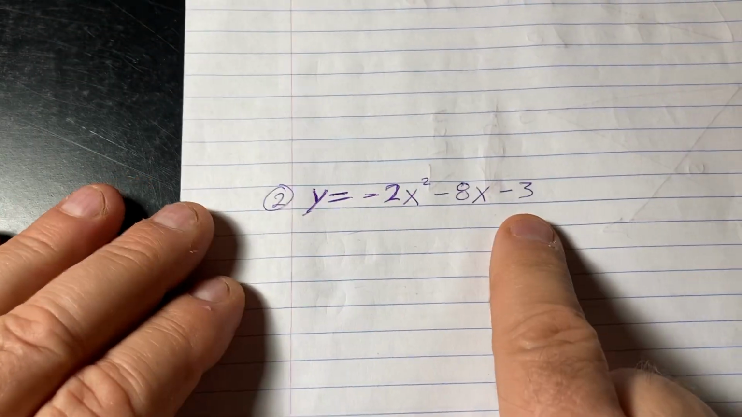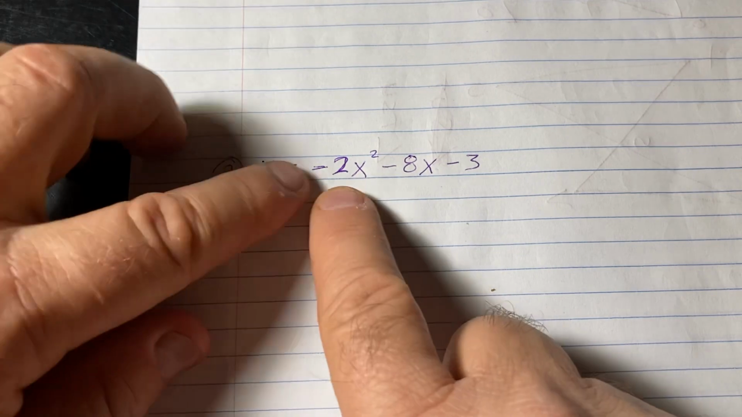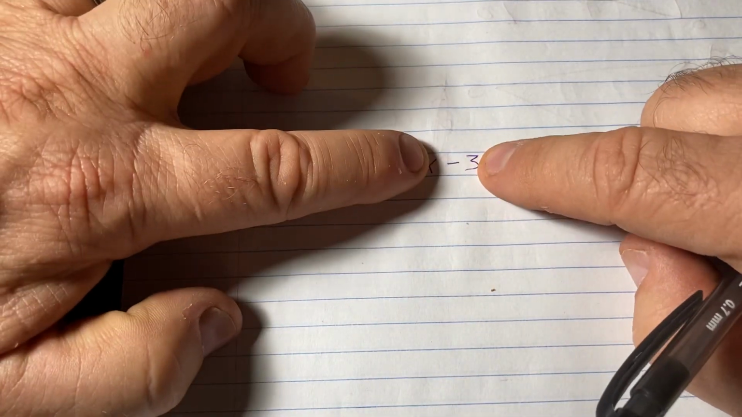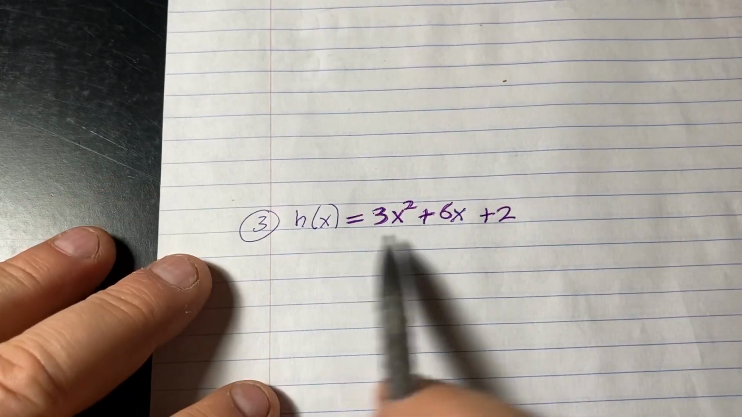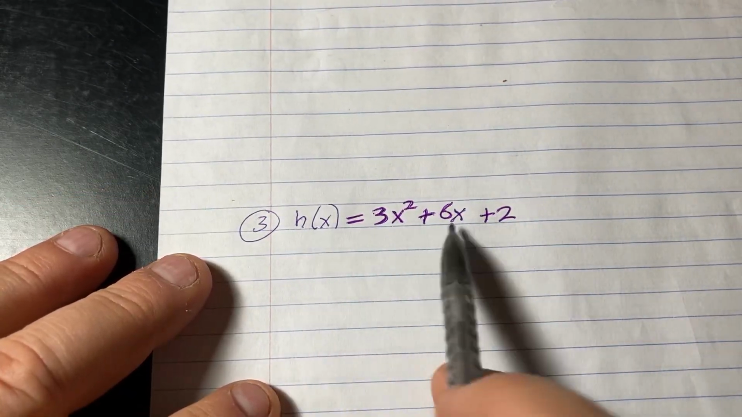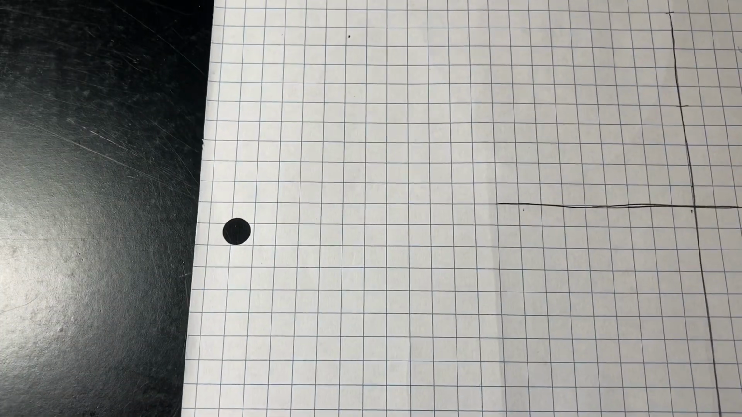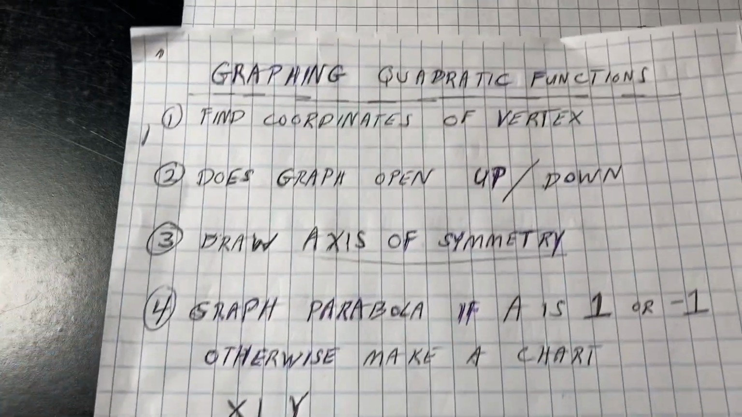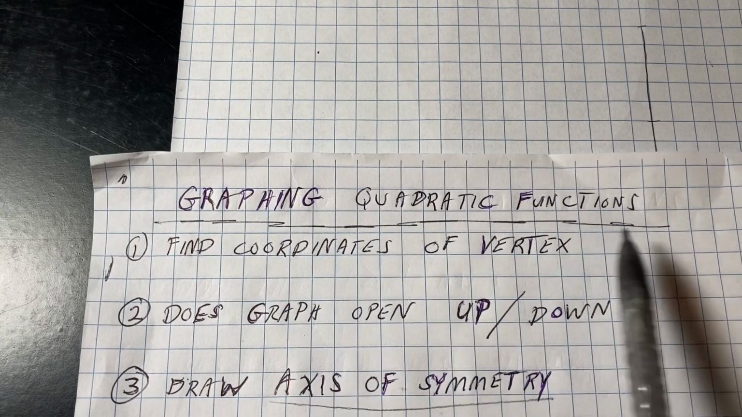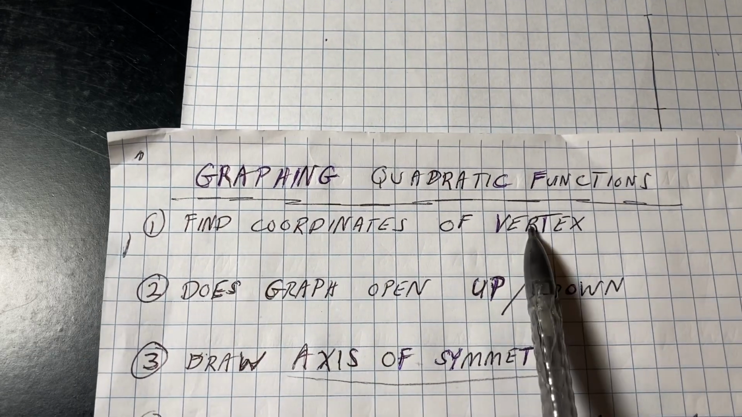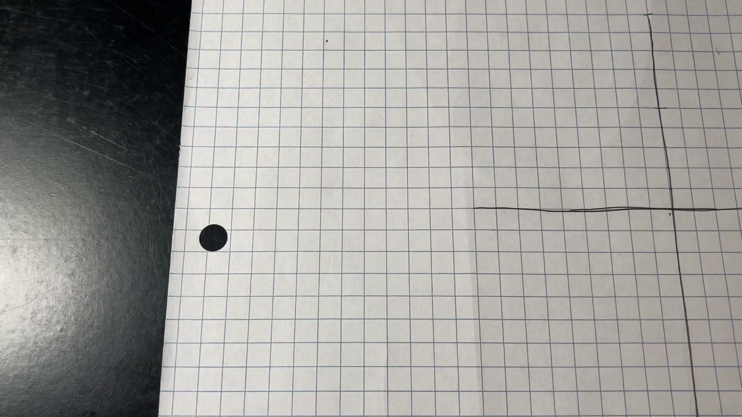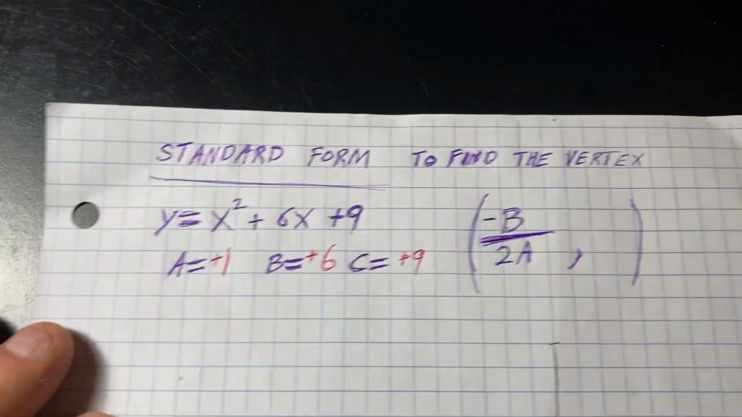Here's another equation in standard form. A is right there, b is right there, and c is right there. Here's another one in standard form. Okay, there's another equation in standard form. For graphing these types of equations, it's the same process as before, except finding the coordinates of the vertex. In vertex form, that was pretty straightforward. When it's in standard form, not as easy.